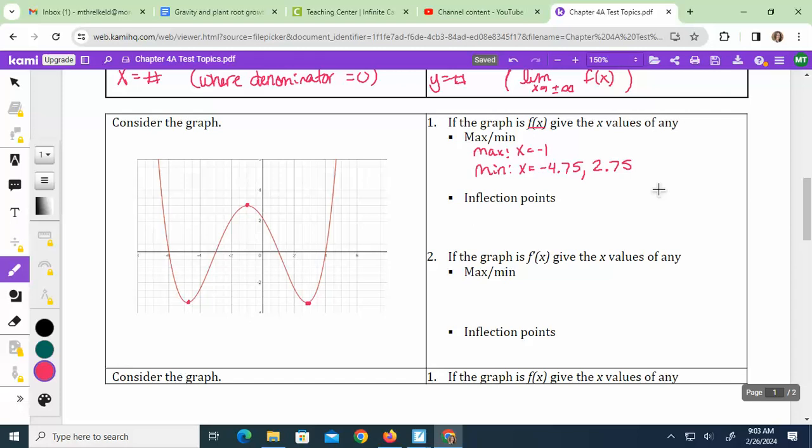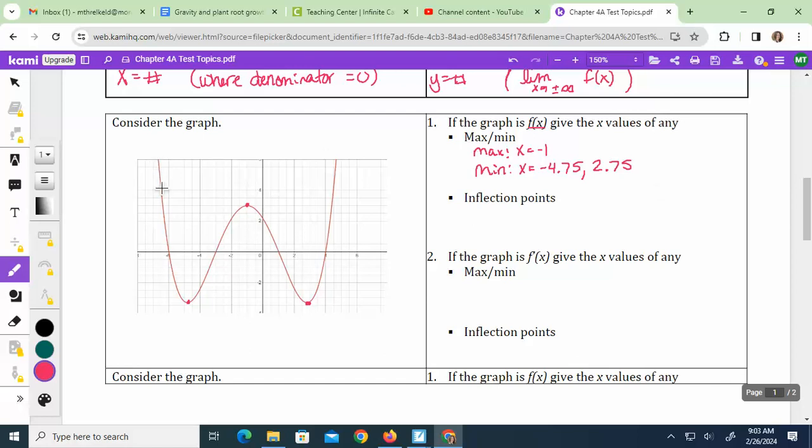All right. Inflection points. Those aren't as obvious if you're just looking at a graph. You're not going to necessarily see an ordered pair. I usually have you mark them with X's so we can kind of see where they are at. So if I look at this one, can we kind of approximate where our inflection points would be?